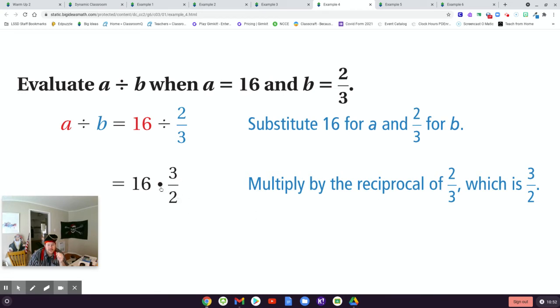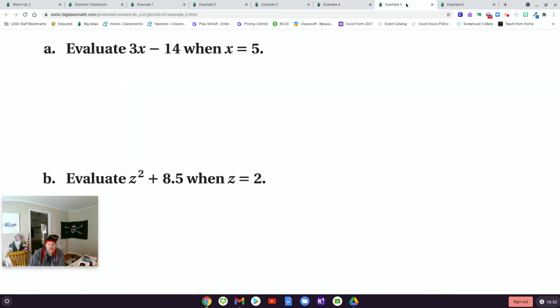A lot of times you're going to start seeing this dot more and more often for multiplication because we're going to start using x as a variable. So you don't want to confuse x's and times signs. Now you can write 16 over 1 and multiply, you get 48 over 2, or simplify it to 24. Okay. And we've got a couple more examples.